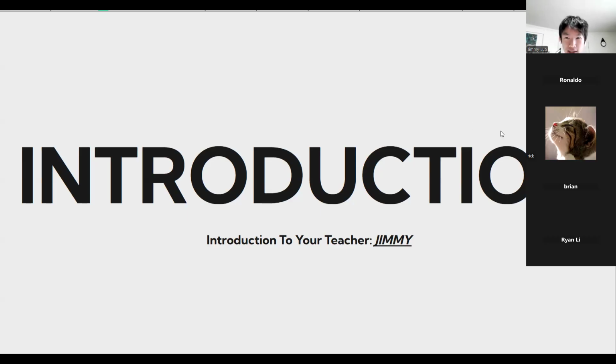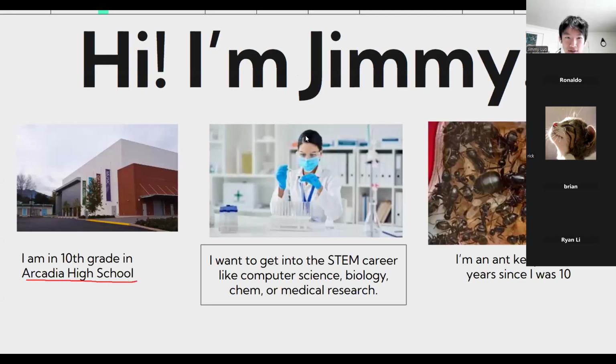Let me just introduce you guys to me, the teacher. So hello everyone. My name is Jimmy, and I'm a 10th grader in Arcadia High School. It's a really, really cool high school. And I also would like to get into a STEM career, like computer science, bio, chem, or medical research and that stuff. So yeah, and I'm also an ant keeper. I keep ants basically as pets, and I observe what they do. It's pretty fun. And I've been doing this for 5 years since I was 10. So yeah, that's pretty awesome. I think a lot of you already know about this because a lot of you are old students. So yeah, anyways.